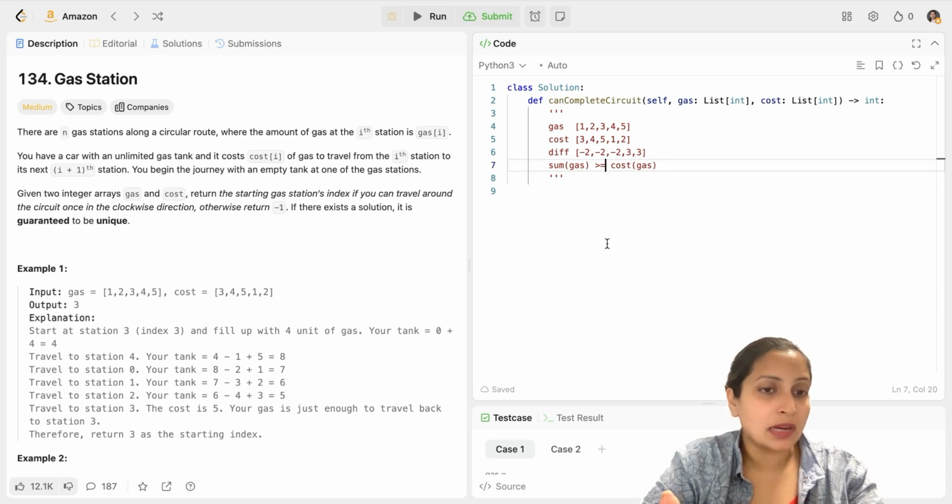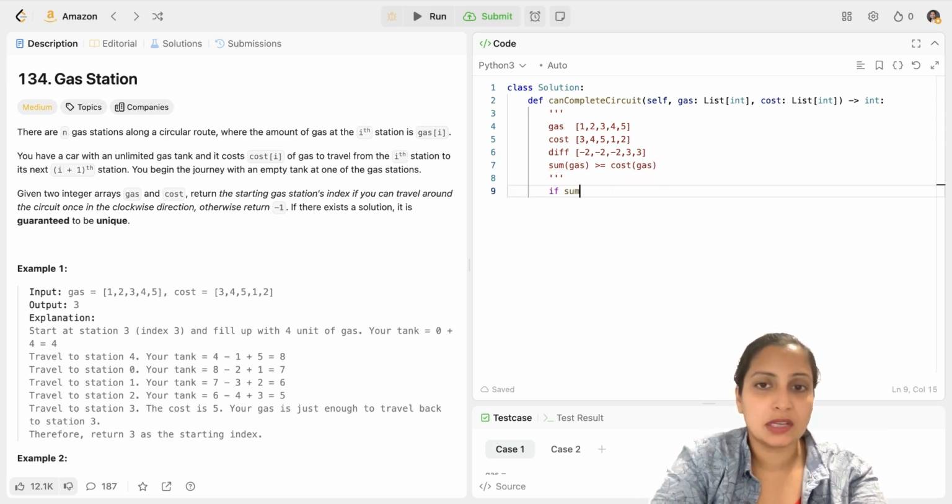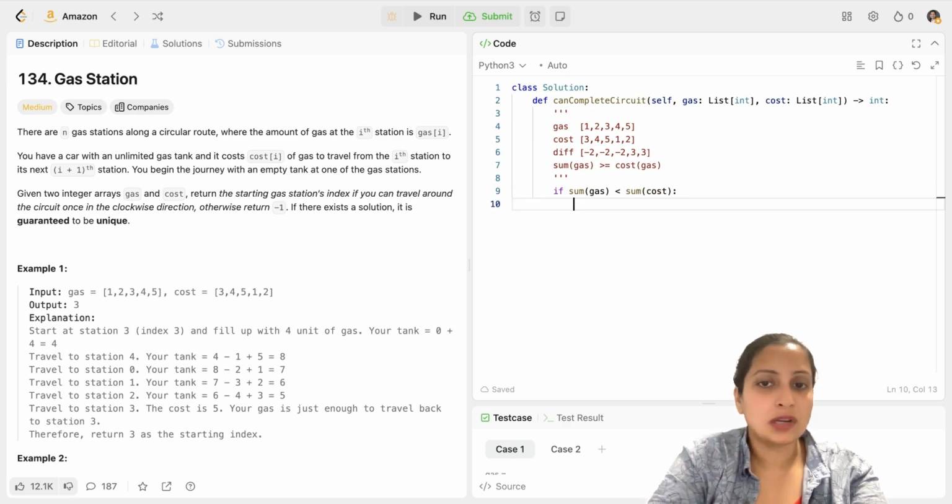I know it's not very intuitive, but with this approach, if you know it, you can do it. If you don't know it, you'll somehow end up with some higher complexity. So let's start coding it, and with the code, you will understand it better. First of all, I handle my default condition: if my sum of gas is less than my sum of cost, in such a scenario my solution does not exist and I will run out of gas. So my solution would be -1.